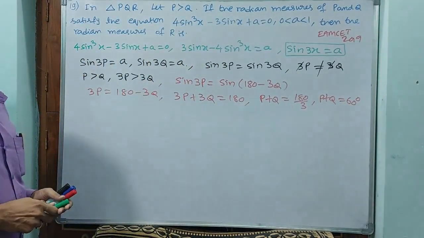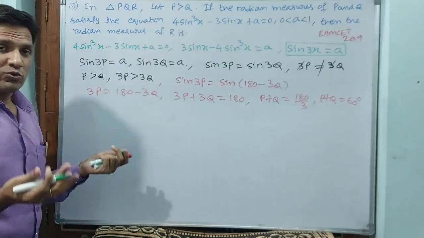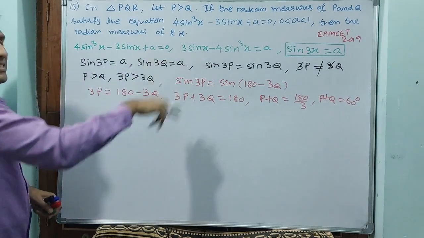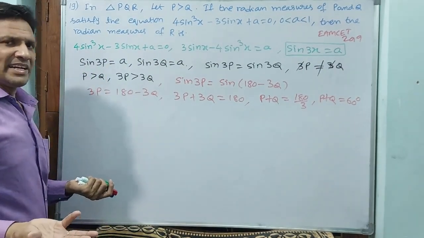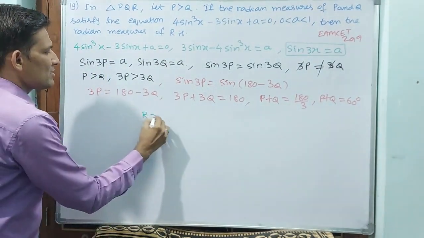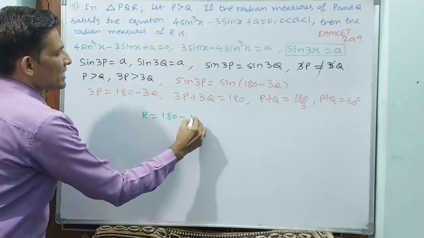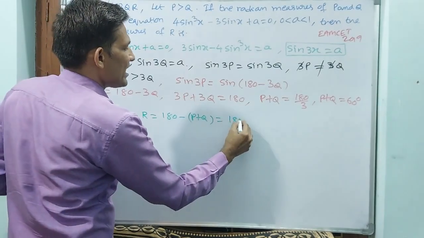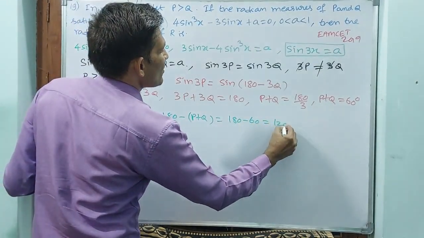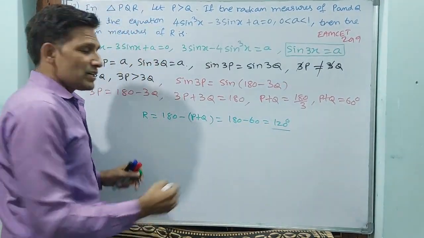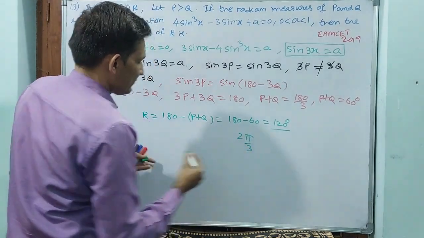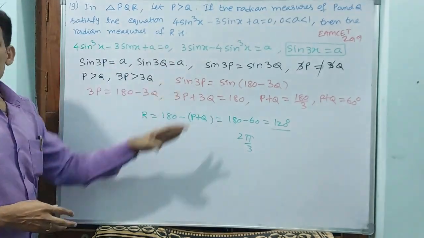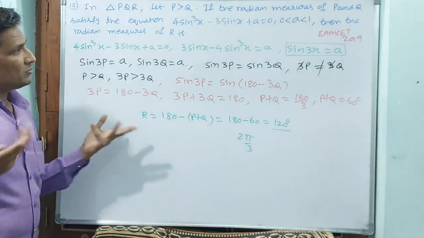Understand the logic? Even though you don't know P and Q separately, P plus Q you know, or you can find easily. Why? Because inside the triangle the total degrees is 180 degrees. That means R is equal to 180 minus P plus Q, that is equal to 180 minus 60, that is equal to 120 degrees. This 120 degrees you can write as 2 pi by 3 also. Pi by 3 means 60, into 2 is 120 degrees. Understand this question? This is a logical question, or else you are unable to do.